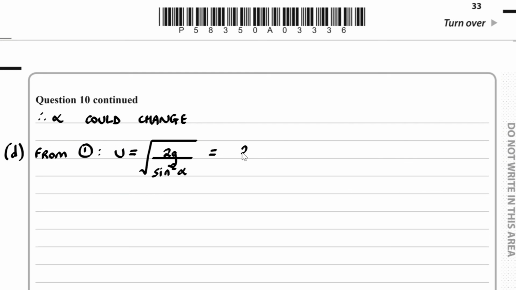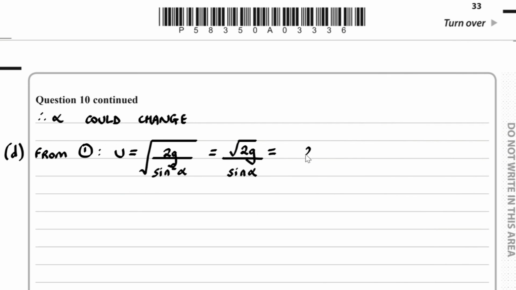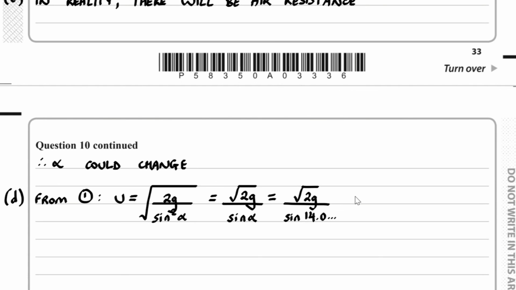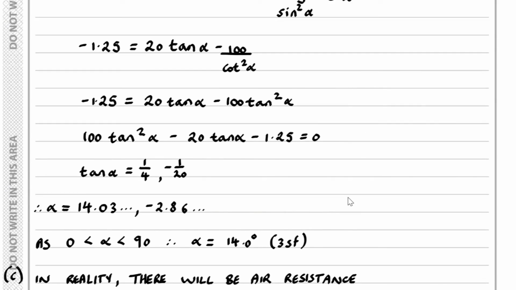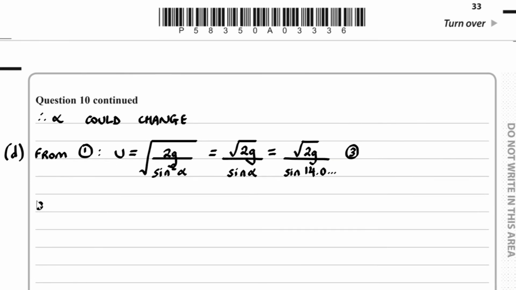Which is equal to the square root of 2g over sine alpha. And I know what alpha is. That's the inverse tangent of a quarter. We'll store this into the calculator. So I have the square root of 2g over sine of 14.0, etc. And if I call this 3, I can substitute 3 into 2.